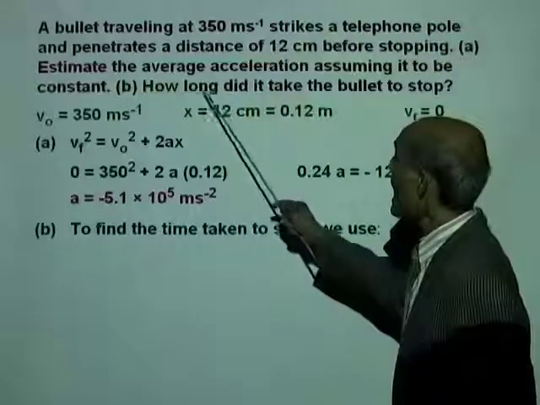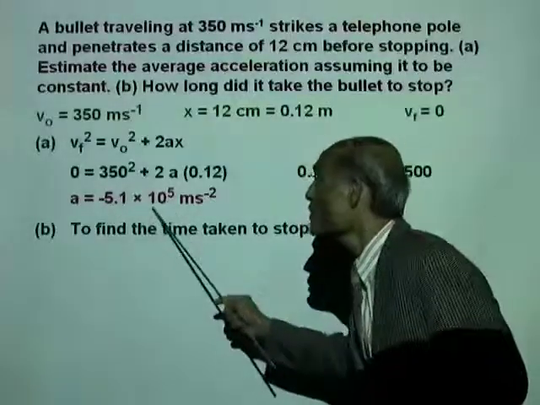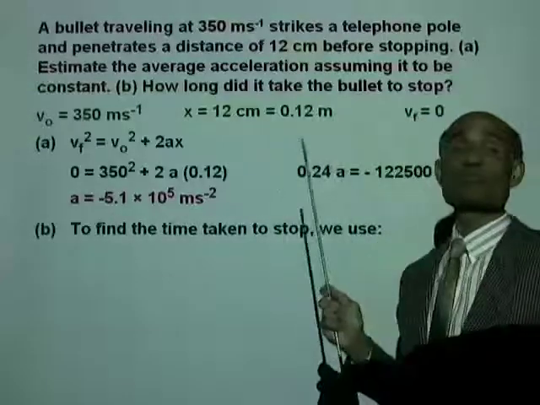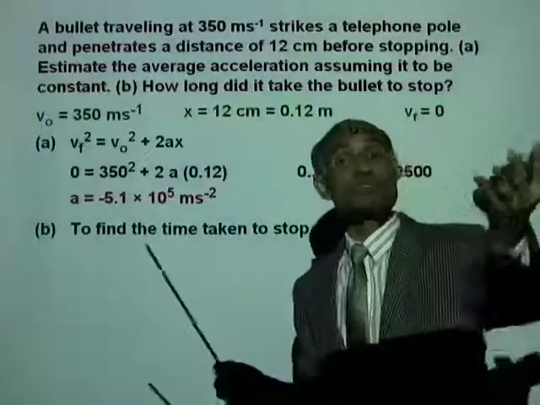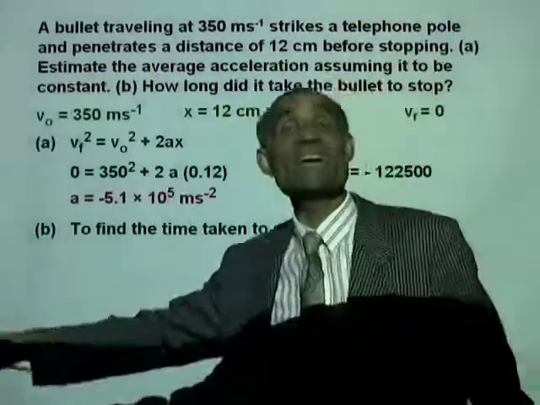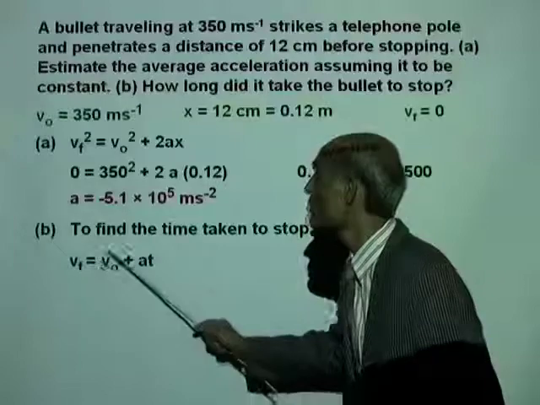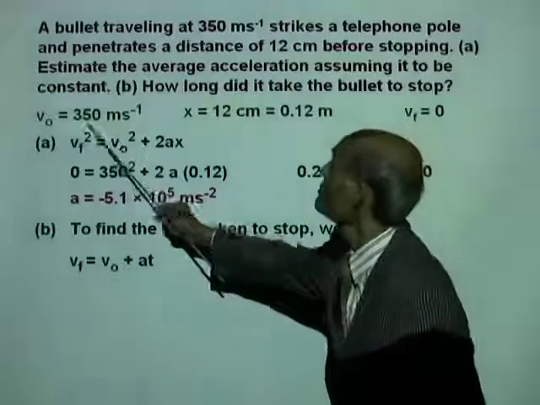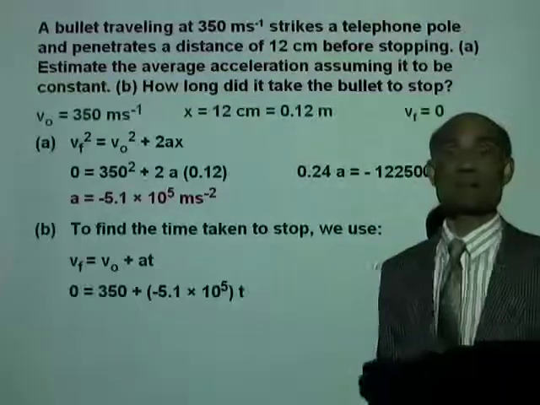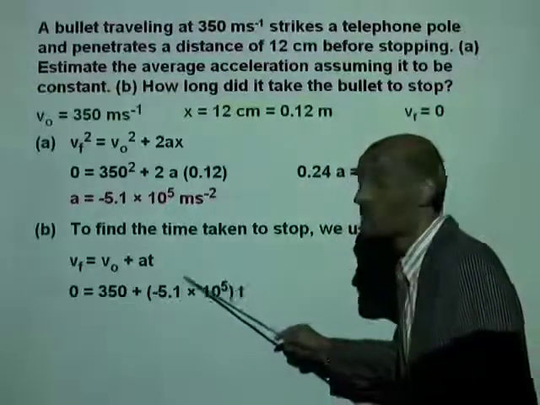What's the next part? How long did it take the bullet to stop? You see, now that we know the acceleration, we know the initial velocity, we know the final velocity, we can find time using the first equation. Vf equal to V0 plus AT. Is that right? Yes. And we know all these values. Vf is 0, V0 is this, A we just calculated, we can therefore find time. So 0 equal to 350 plus A times T.